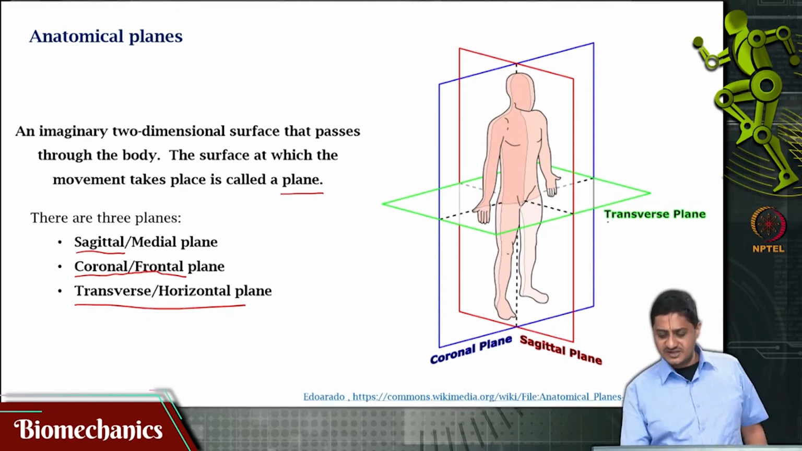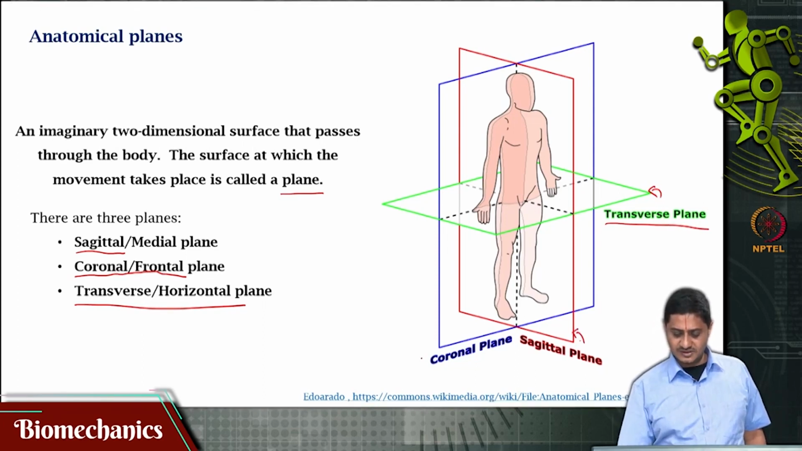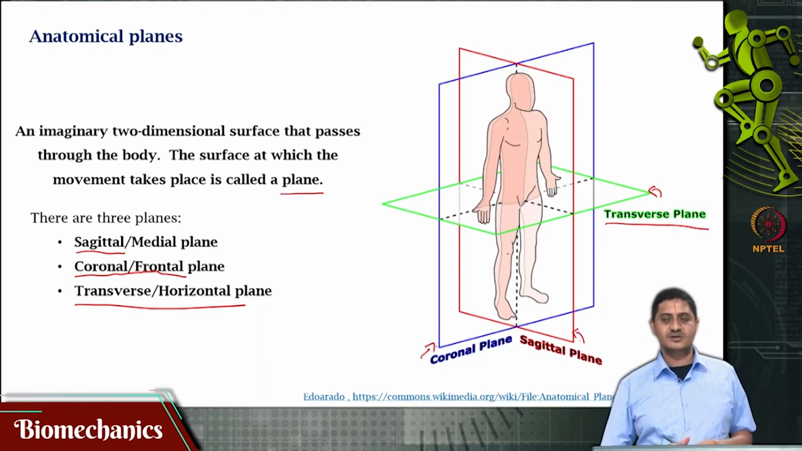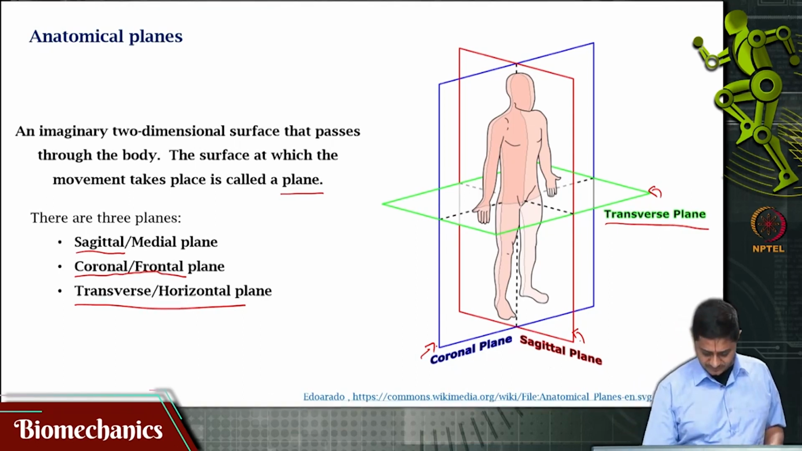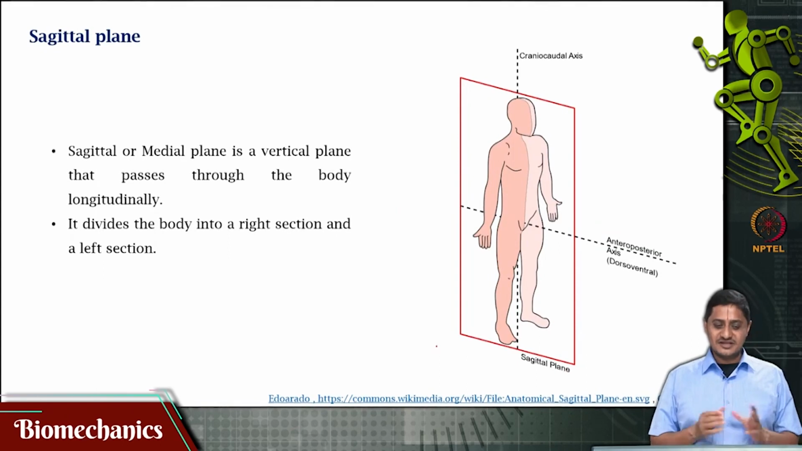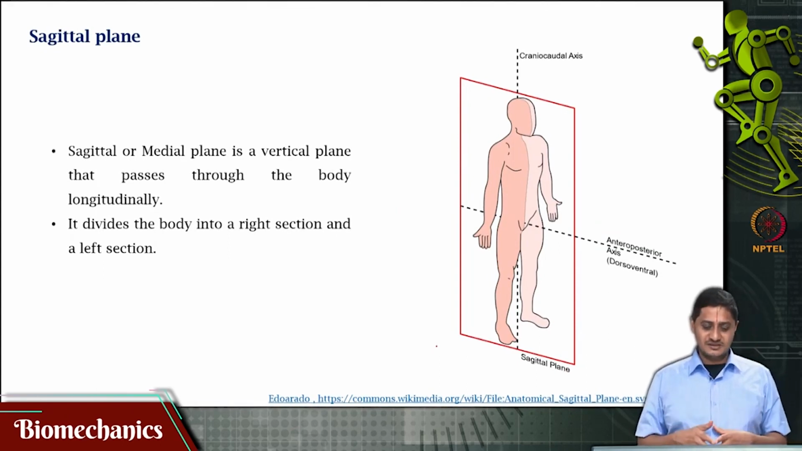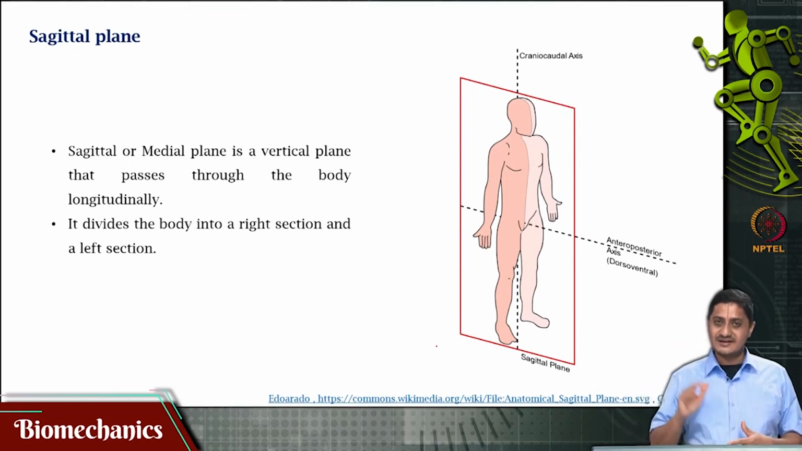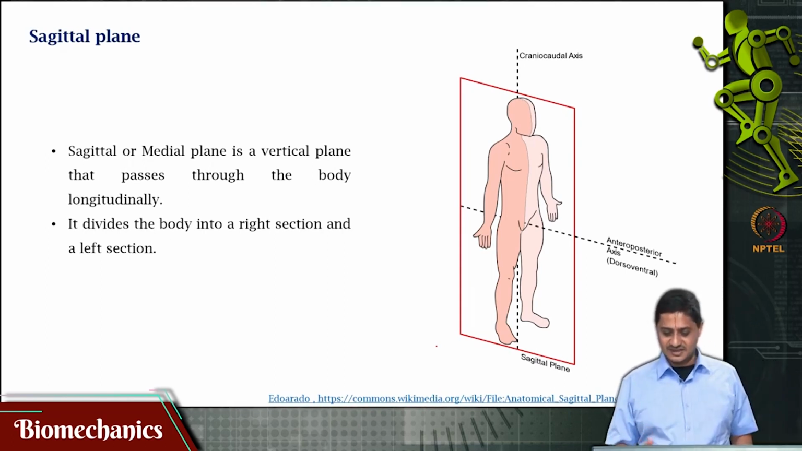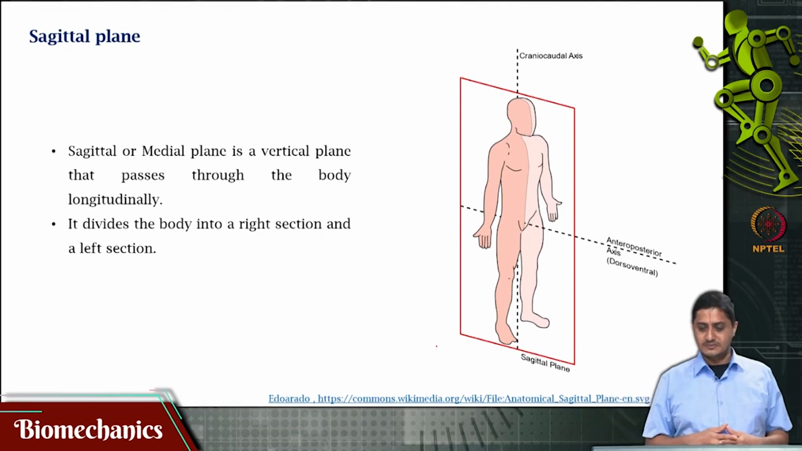So, the transverse plane is shown in green here. Sagittal plane is shown in red and coronal plane is shown in blue. Coronal plane divides the body into front and back, sagittal plane divides it into left and right, transverse plane divides it into top and bottom. So, to review, the sagittal plane is a vertical plane that passes through the body longitudinally. It divides the body into a right section and a left section as shown in this picture, right.